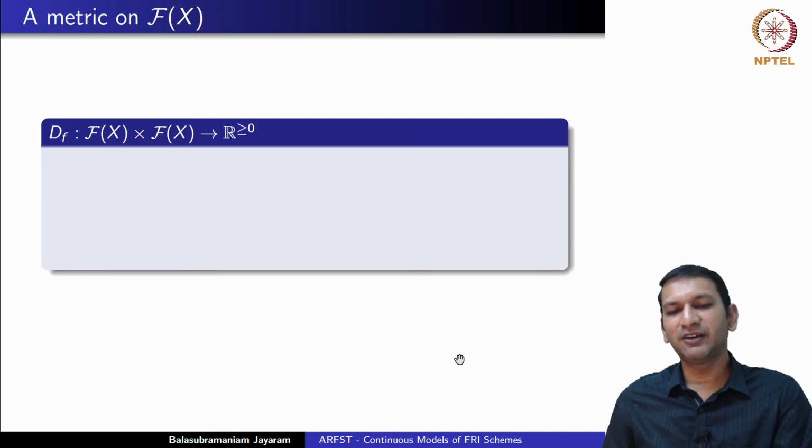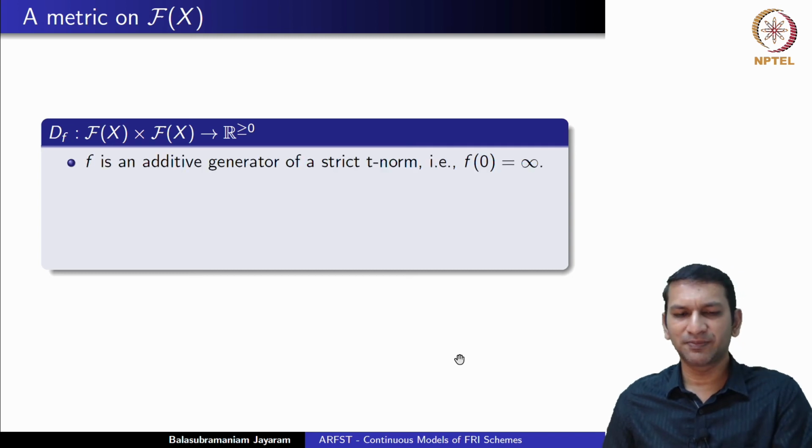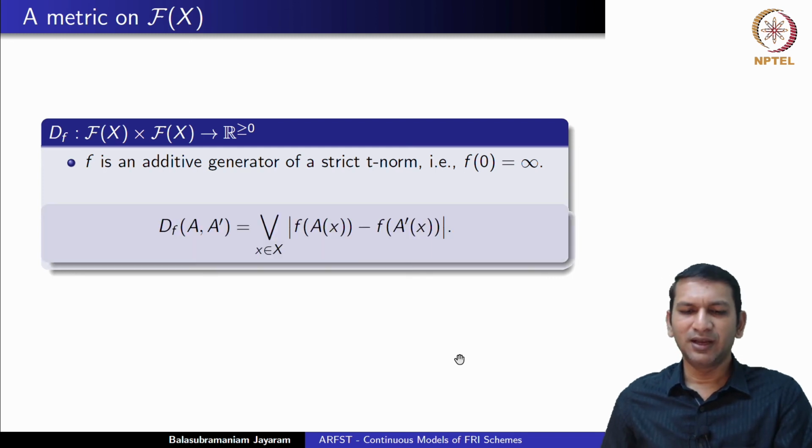Let us define a function d_f from F(X) cross F(X) to the non-negative reals, where f is an additive generator of a strict t-norm, meaning f of 0 is infinity. And let's define the function d_f like this. d_f of a, a dash is the supremum over x in X of mod of f of a(x) minus f of a dash(x). Note that a(x) and a dash(x) take values in [0, 1], they are membership values. So this is a valid definition.